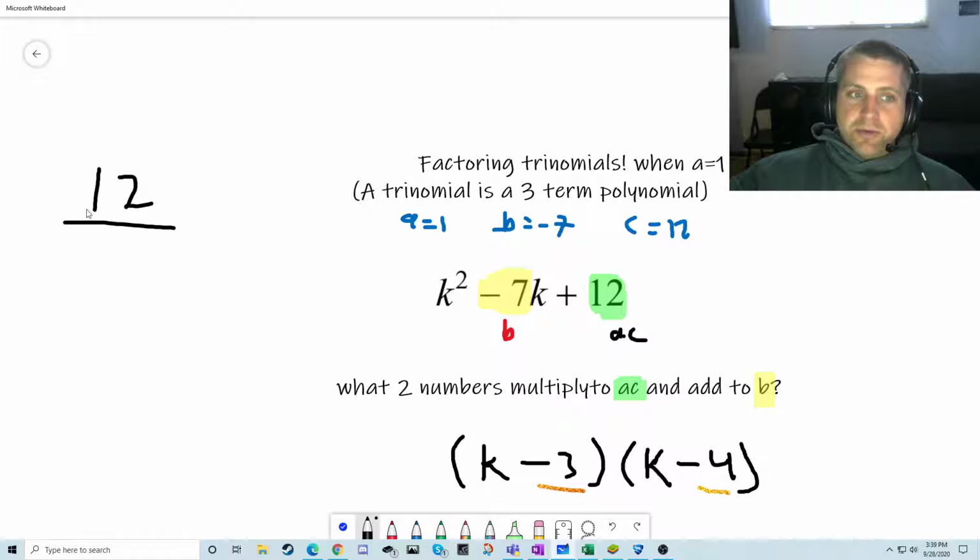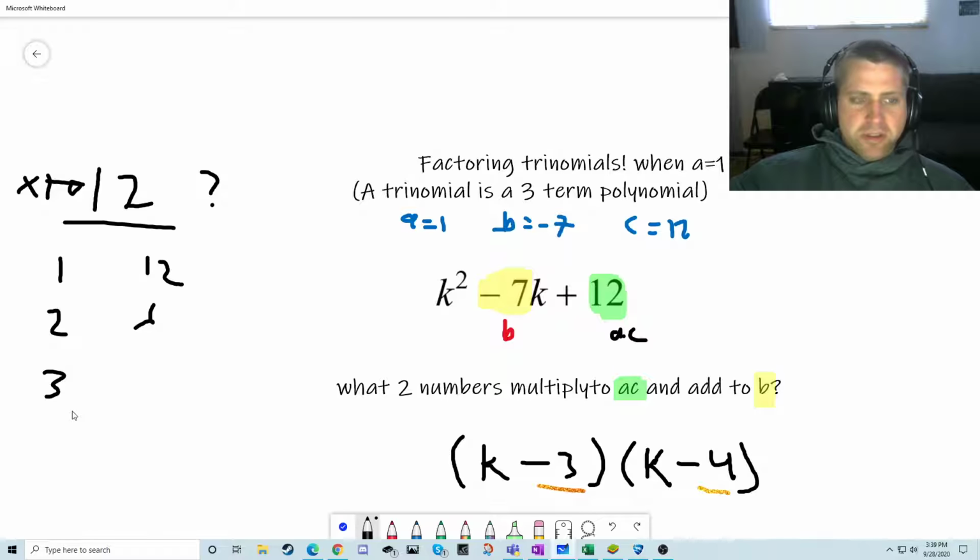So you figure out what multiplies to 12 first. What multiplies to 12? So you list all the possible things. 1 times 12, 2 times 6. Go up from 1: 1, 2, 3, 4, until you start backtracking. 3 and 4, 4 will backtrack. But you can also do two negatives to get you a positive as well.